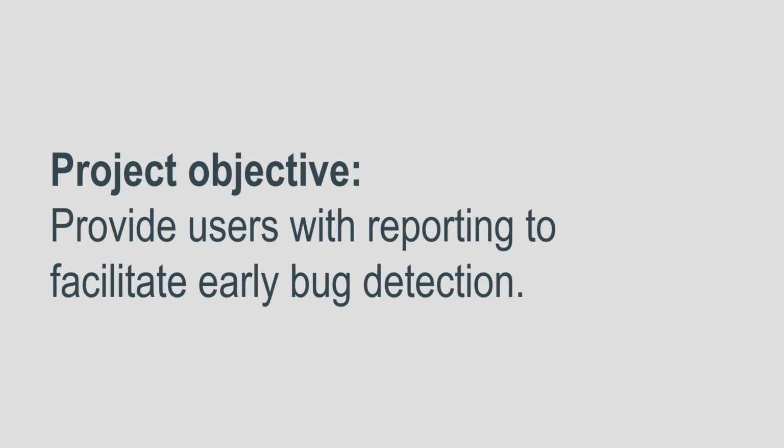So now that we understand the problem and the context in which we're going to solve the problem, the product objective is simply that we want to provide users with reporting to facilitate early bug detection. We want to allow users to find bugs before they even become bugs. One of the worst things that can happen is to introduce a bug, deploy it to production, and then your customer finds it. Bugs can be hard to find, they can be expensive to fix, going through debugging, going through rollbacks, etc. If we can provide a means to find bugs before they even happen, then that's going to be a great win for our users.